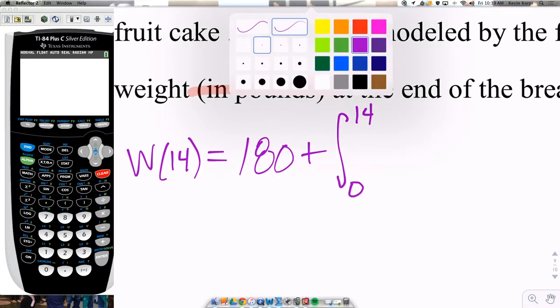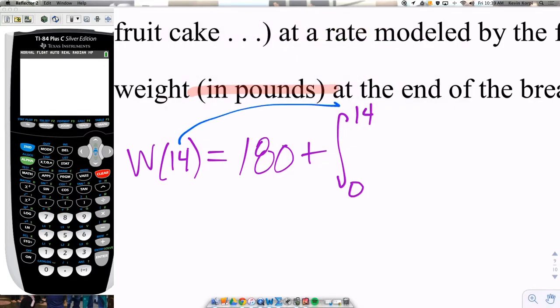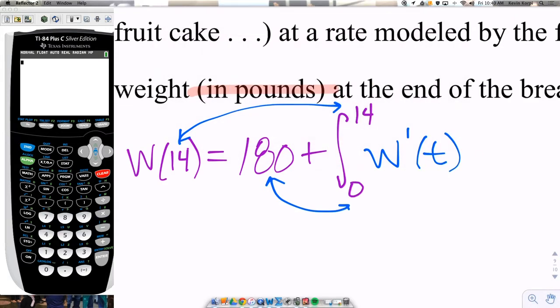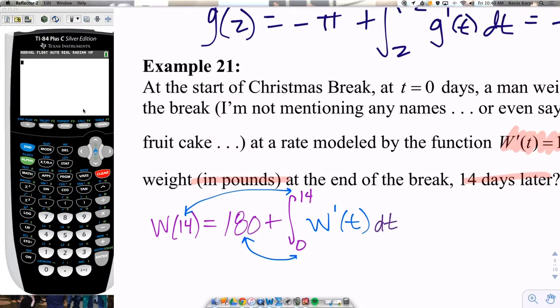So when you set this up, remember, this number here should match with that number, and the independent variable for 180 should match up with that t or x value, whatever it is down there. Those should match up, of the rate equation W prime of t, that's the rate equation for W with respect to t. So there you go. That would get 2 checks right there: one for the integral, and then one for adding the 180. And now that we have it, all we have to do is go to the calculator.